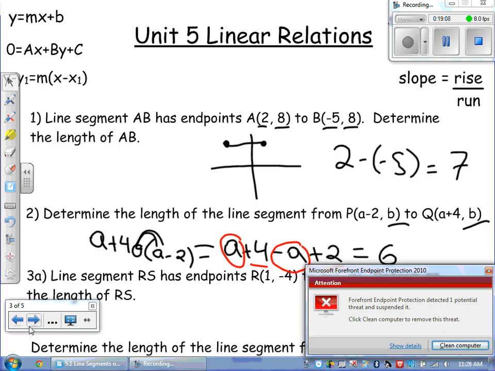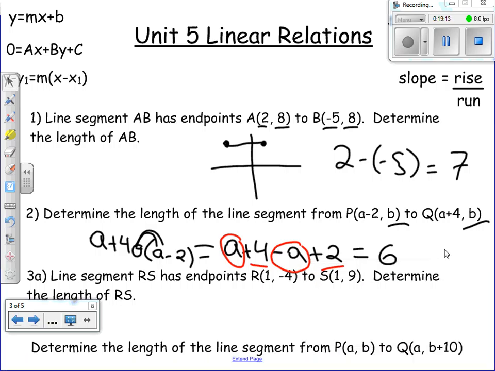Once you've done the length of RS on your own, calculate the length of PQ. The length of RS should have gotten plus 13. 9 minus negative 4. Go ahead and try the next one. It's trickier.